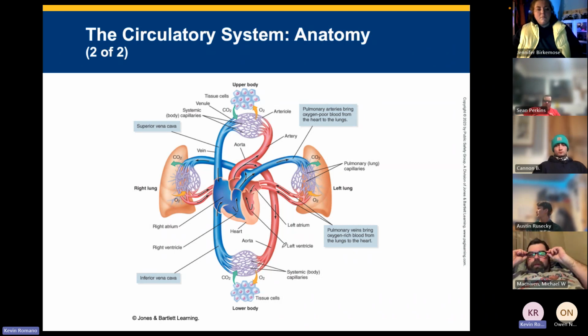Okay. How do you guys feel with the circulatory system so far? You guys feel okay with it? All right. I don't see everybody on the screen, so I'm guessing everything's good.